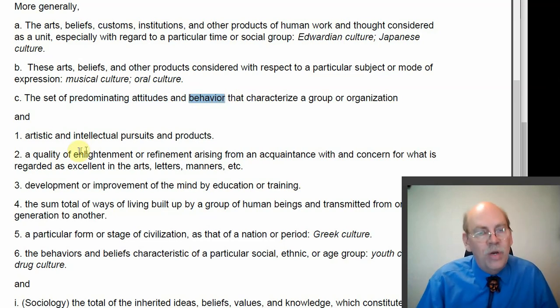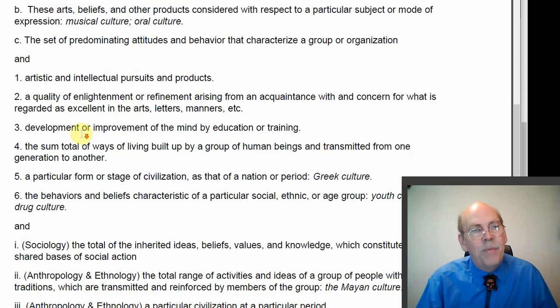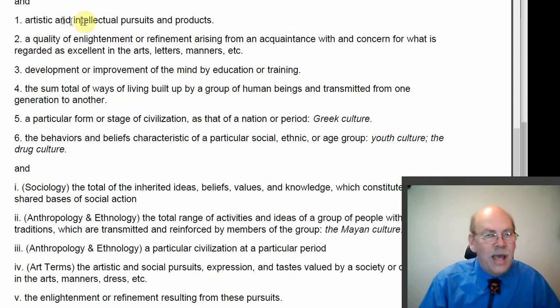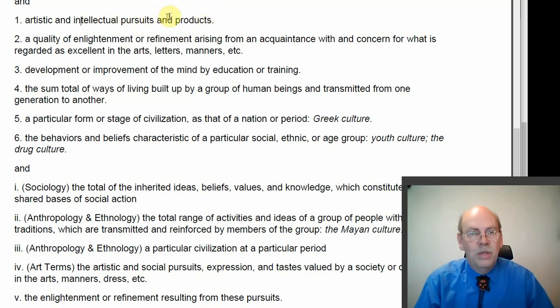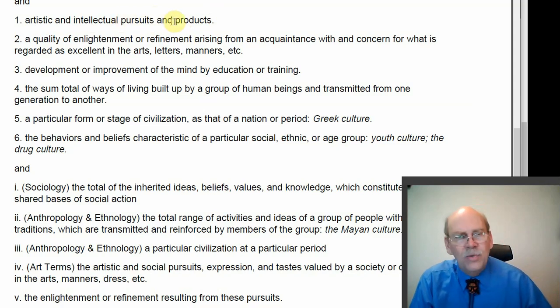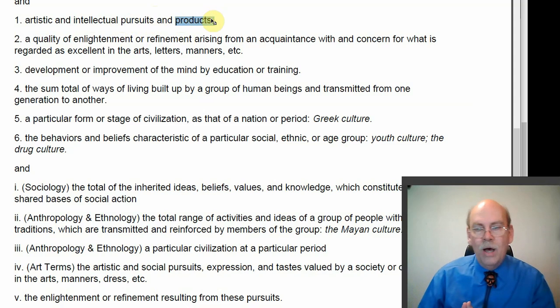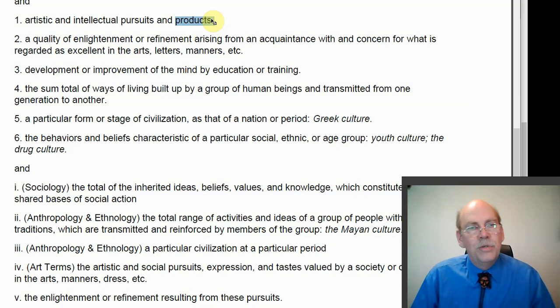Or a different kind of definition from a different dictionary could be artistic and intellectual pursuits and products. Pursuit means things I chase after, and products. So, for example, I am a painter and I paint. Maybe I throw all my paintings away because they're not good enough for me. So maybe there's no product. But I am pursuing, I am chasing this goal of the beautiful, perfect painting. So that would be an intellectual pursuit or an artistic pursuit.